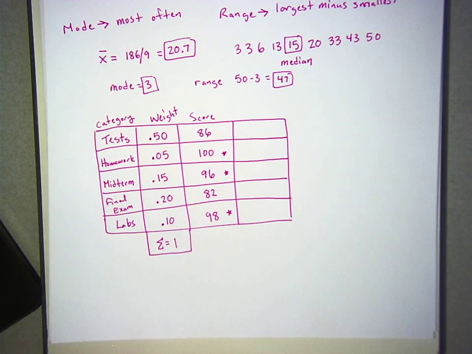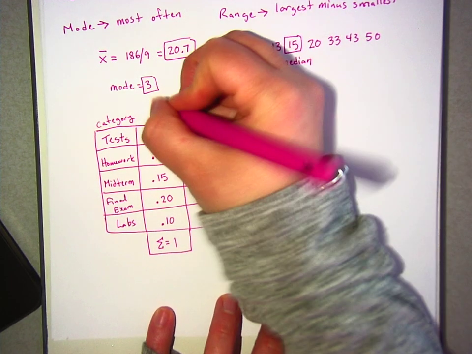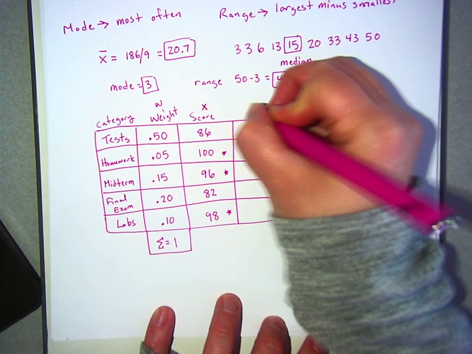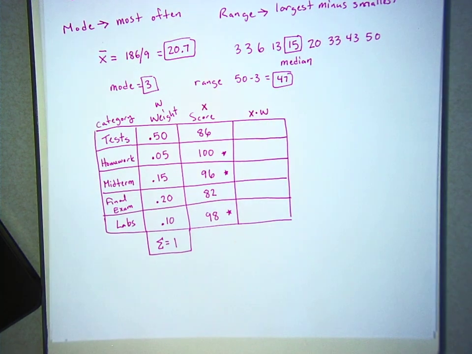Anybody have an idea of how we can weight these? What we're going to do with that last column? Multiply them together. So this is X and W. We're going to multiply these together. So in your calculator, you're going to do each one.